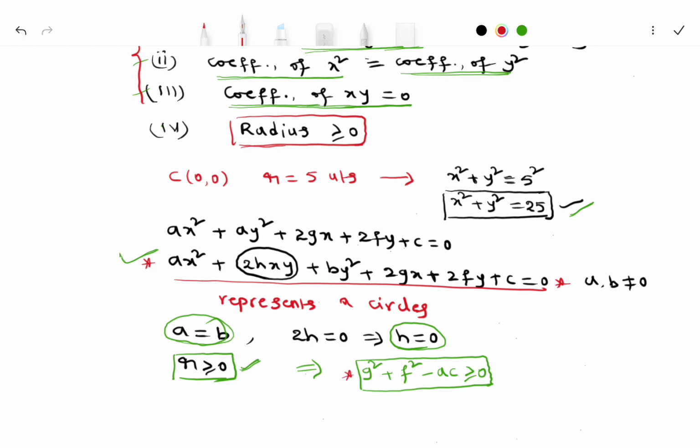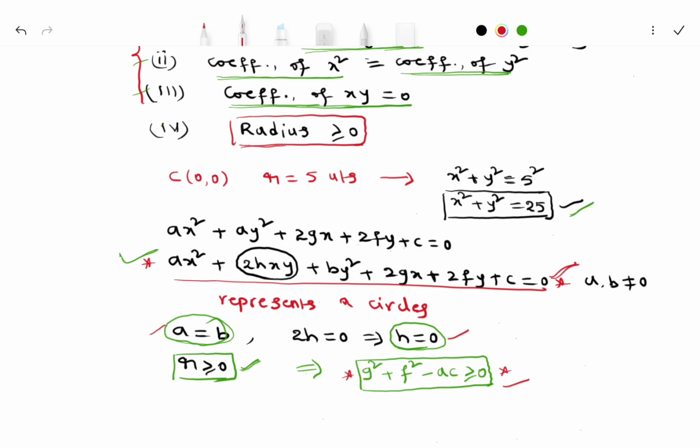Okay. So everyone, remember, whenever the second degree equation is in this form, you should apply the conditions. First condition is A is equal to B. Second is that H is equal to 0. Third one is that G square plus F square minus AC is greater than or equal to 0.